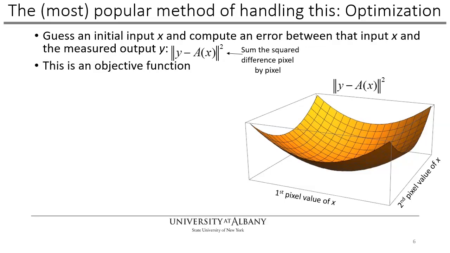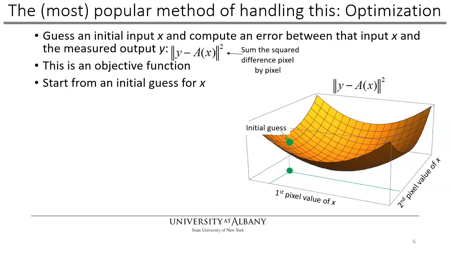And then this is just saying sum the squared errors over all pixels to kind of distribute the errors over the whole camera. So this is called an objective function. It's a single scalar value for the error on your camera system. And the function might look something in our simple case like this, where the pixel value at the first pixel for the field is on this axis. The pixel value for the second pixel of the field is on this axis that we're guessing. And the error from the true value we measure is this shape here, and there's a minimum over there.